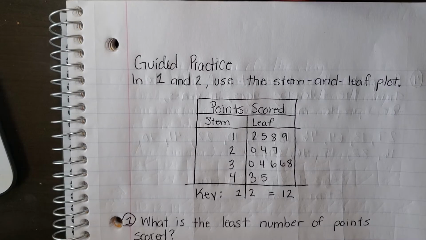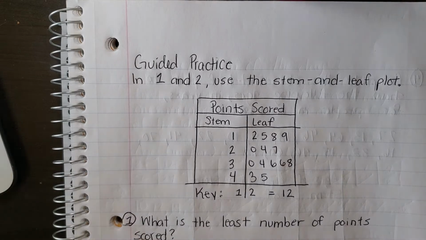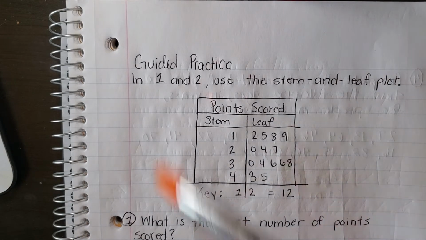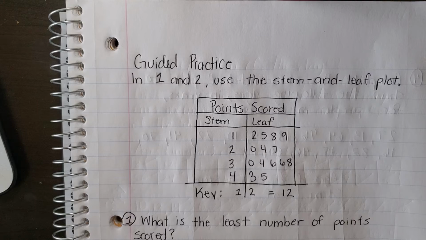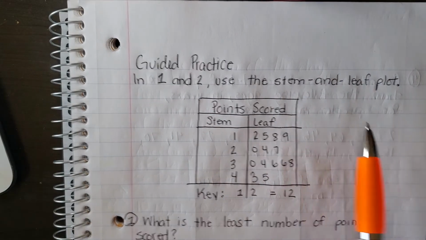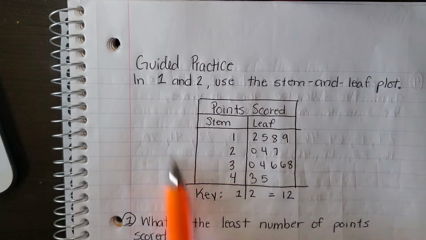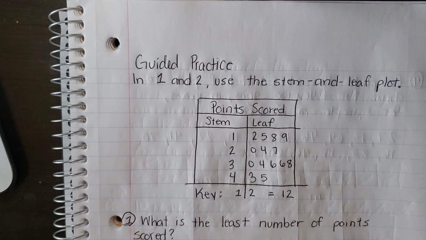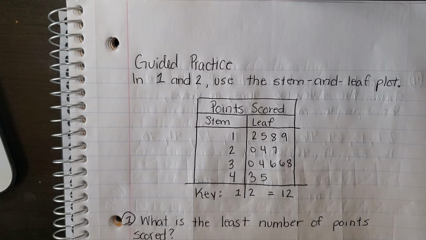Okay, my lovely monkeys, bear with me. We're almost there. So we're going to go ahead and finish off with the guided practice. Let's go ahead and see. In 1 and 2, use the stem and leaf plot. So we're just using whatever they're giving us here. We're going to use the stem and leaf, and we're going to answer the questions. Okay? Awesome. Let's go ahead and start.